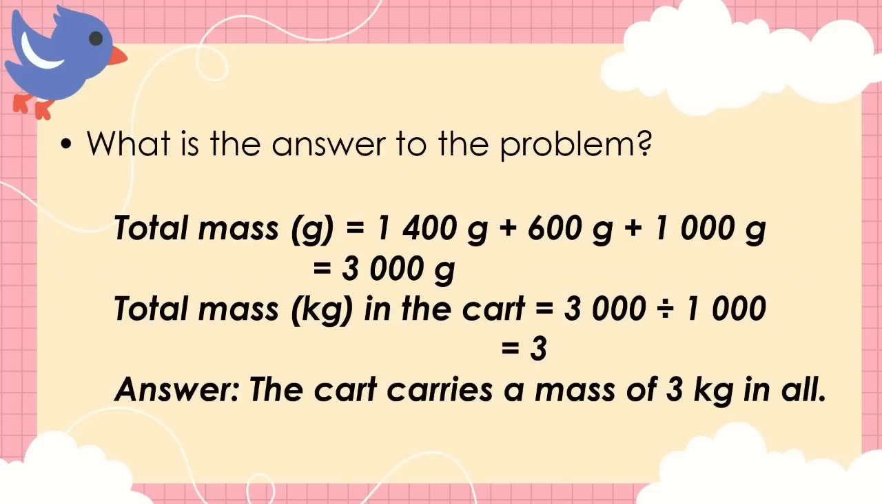What is the answer to the problem? Total mass in gram equals 1400 gram plus 600 gram plus 1000 gram equals 3000 gram. Total mass in kilogram in the cart equals 3000 divided by 1000. The answer is equals 3. Answer: the cart carries a mass of 3 kilograms in all.